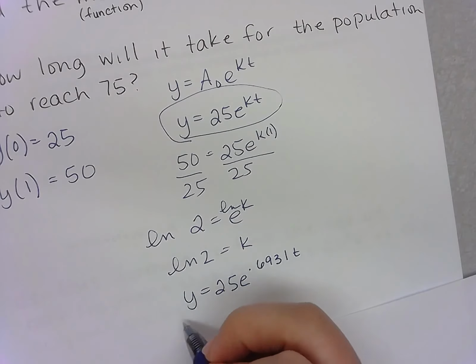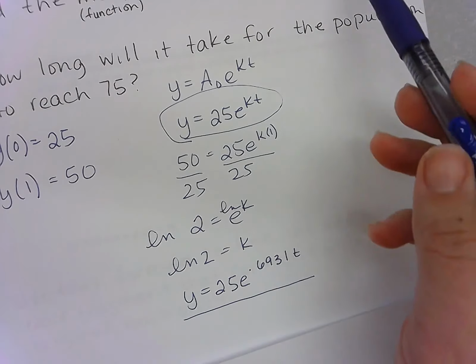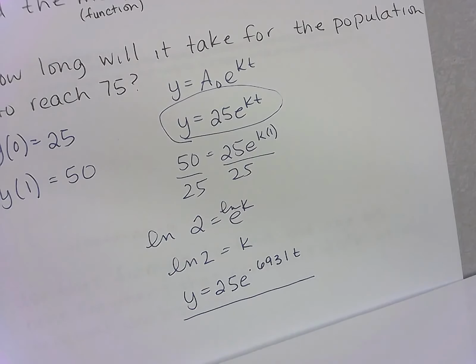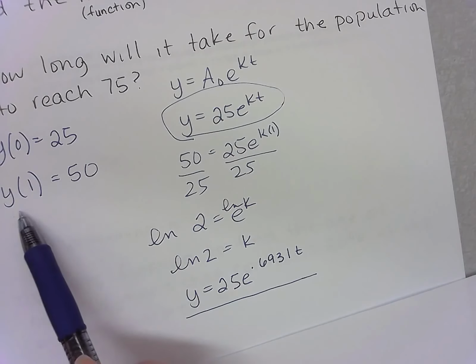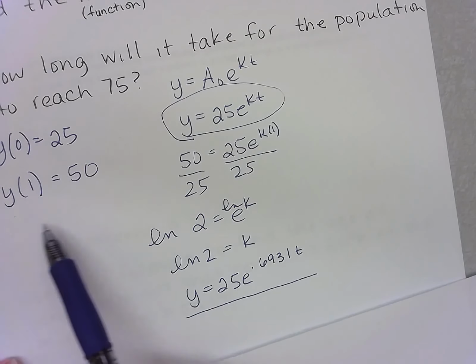So this is part A. We found the rate, and it was because we knew that it doubled every hour. Right? I could have put in y of 2 would be then 100, right? But, I mean, obviously the first hour was the easiest.